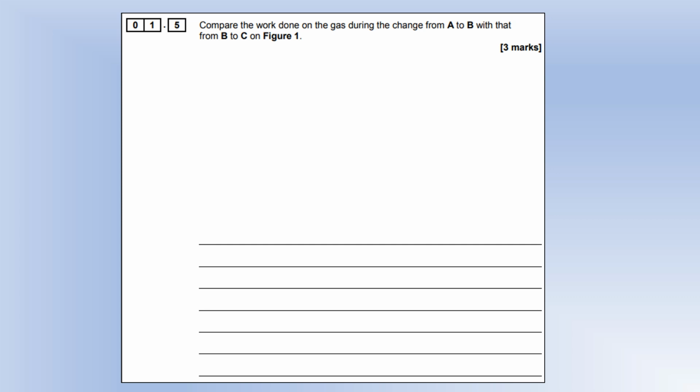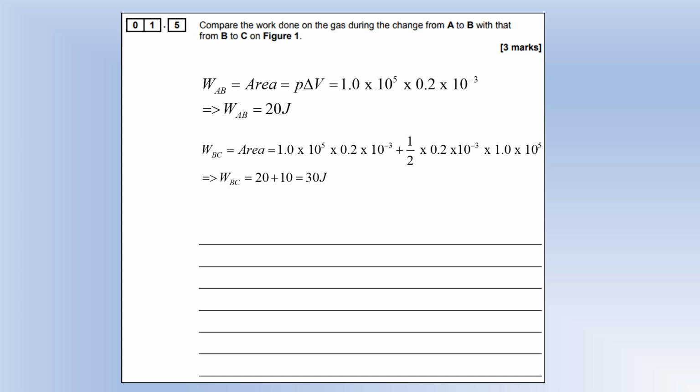So compare the work done on the gas during the change from A to B with that from B to C. So what we're effectively doing is we're comparing the area under the graph. So if you go from A to B, that's really easy because it's a rectangle, 20 joules. Going from B to C, we've got the same area, but then we need to add on the area above it, which I've modeled as a triangle, because you can see I've done half base times height, giving us a work done of 30 joules. And we can see that essentially the work done from B to C is about 10 joules bigger than the work done from A to B.